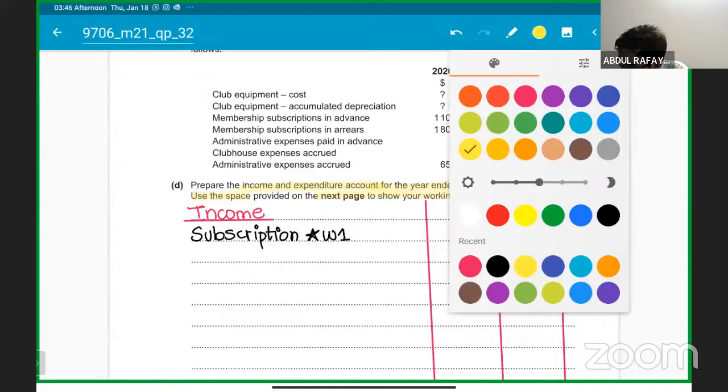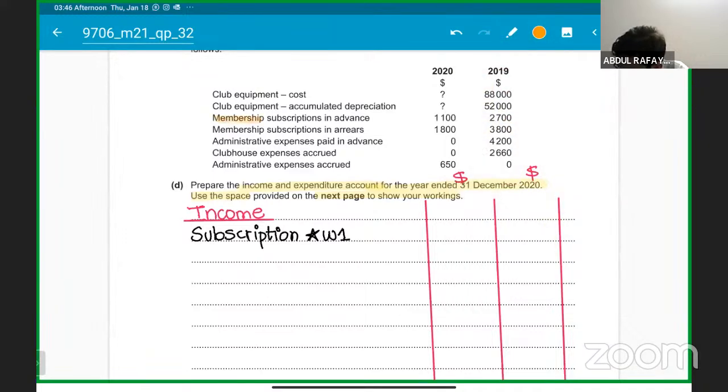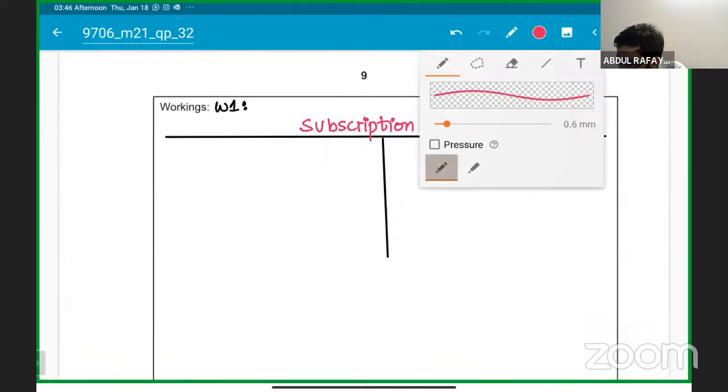Students need to understand the first one is membership subscription in advance. We can clearly see that some of the members have paid in advance. Always remember, this is the start of the year, so this will be the closing of the year. Some members have paid in advance and we haven't provided them the service, so this will be a liability on us. Everyone getting it clear?